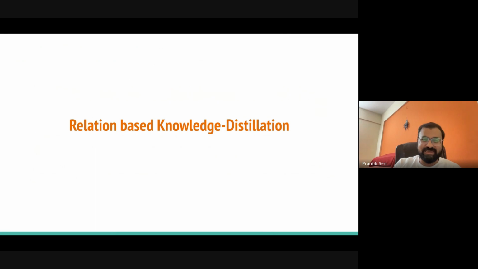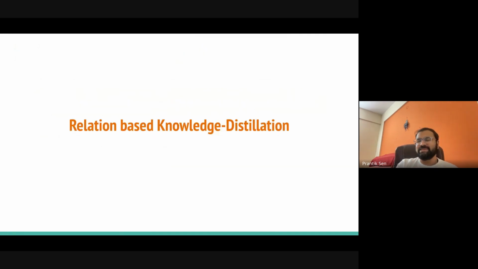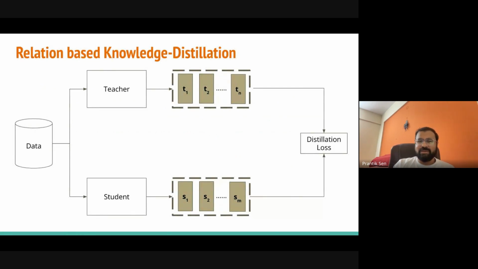Now, relation based. We covered response based knowledge distillation. We covered feature based knowledge distillation. Response based knowledge distillation was from the output logits. Feature based knowledge distillation is from the activations from the intermediate layers. Basically, we are trying to match that. Now, relation based knowledge distillation. Let's say you have a convolution layer, and given an input, it is predicting some output. It is learning some features. We are not talking about what features it has learned. We are talking about the relation between the input and the output feature maps here.